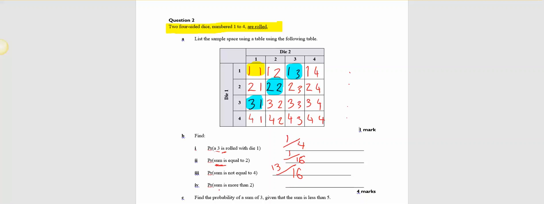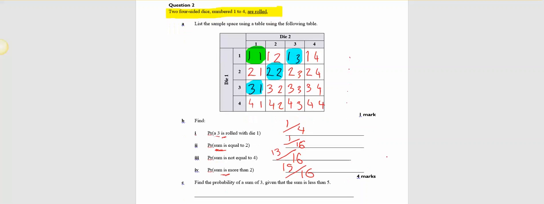The last question, what's the probability the sum is more than 2? Well, if there's only one that equals 2, the rest of them obviously is equal to more than 2. So this answer would be 15 out of 16.